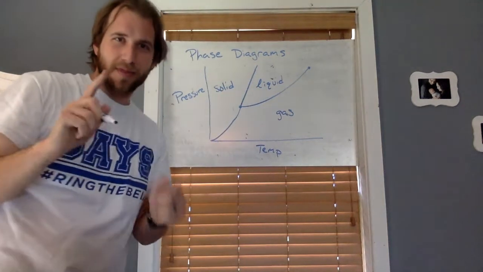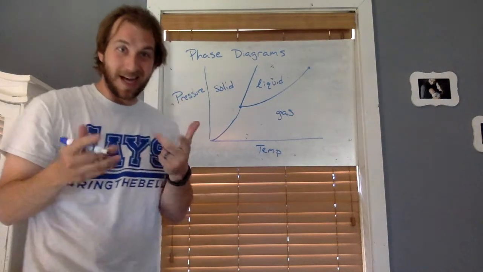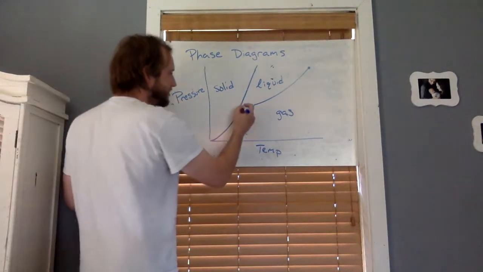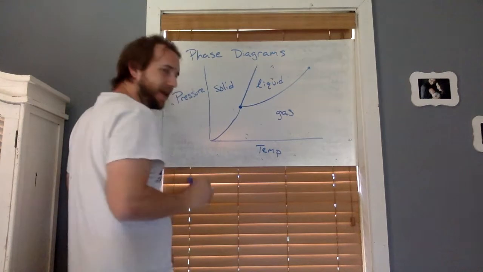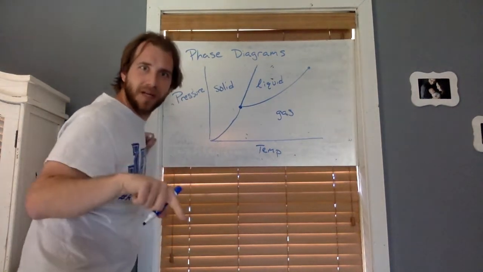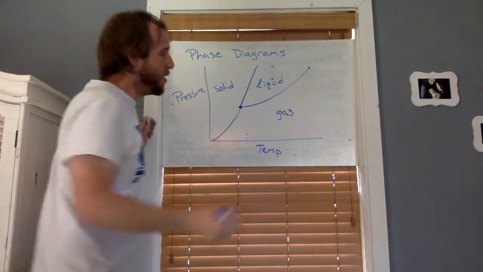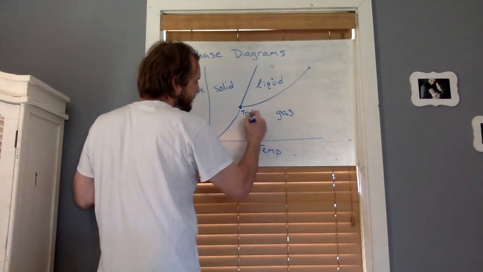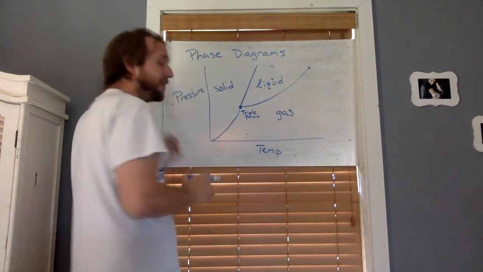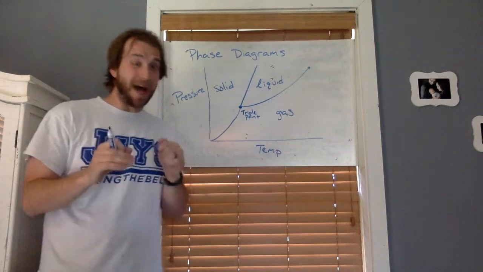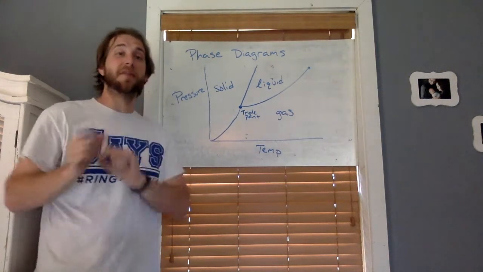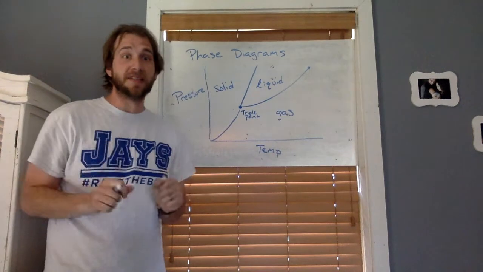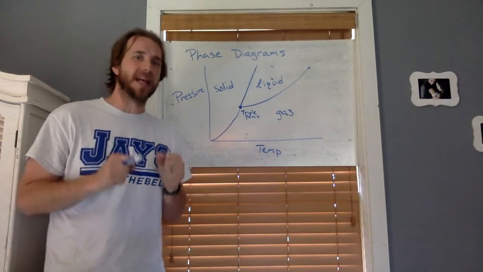Now, there's a couple of pieces here that we've got to call our attention to. There's this little spot right here in between all three of them. We call this the triple point. This is the triple point. At this particular point and spot, you theoretically could have any one of the different phases or all three of the phases existing at the same time.